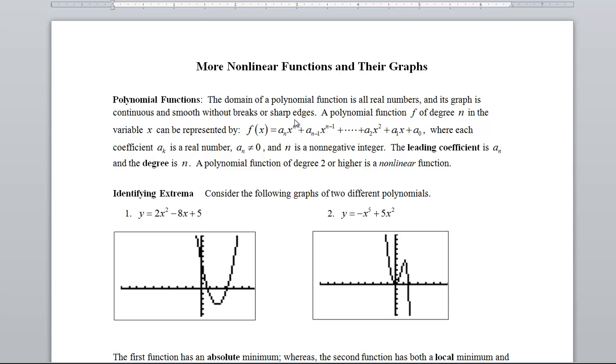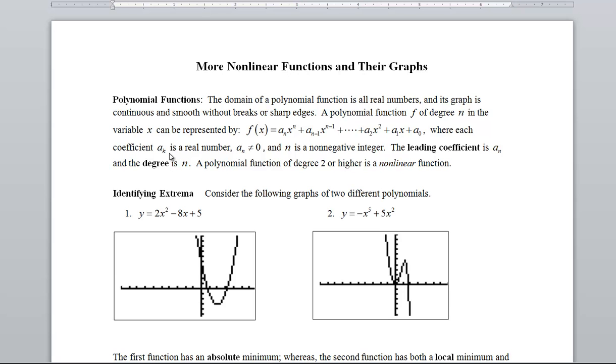breaks or sharp edges. A polynomial function f of degree n and the variable x can be represented. Now this is a generic way of writing it down, and it takes care of any polynomial that you can think of. If I have a quadratic, I wouldn't have any of these terms here. I'd be starting with my x squared. Linears, okay, they are considered polynomials. If I do away with the x squared this way, I have linear. This one down here is a fifth power, so my largest exponent would be a 5. So this just represents, so it's nothing to get hyper about.